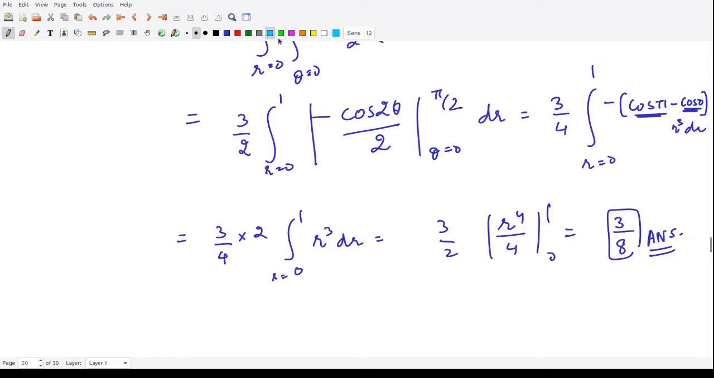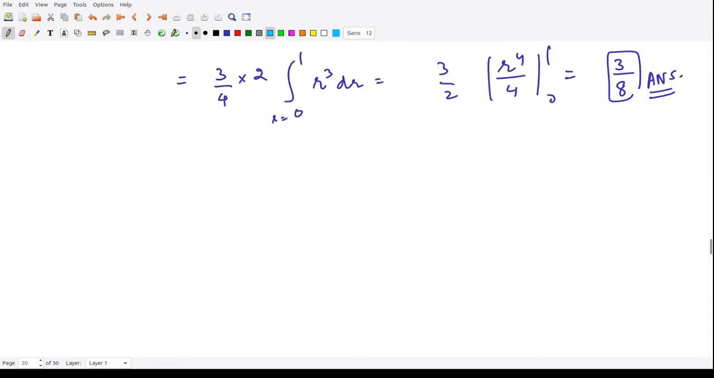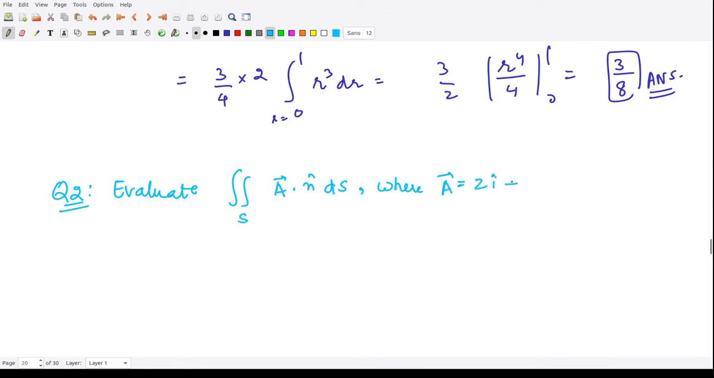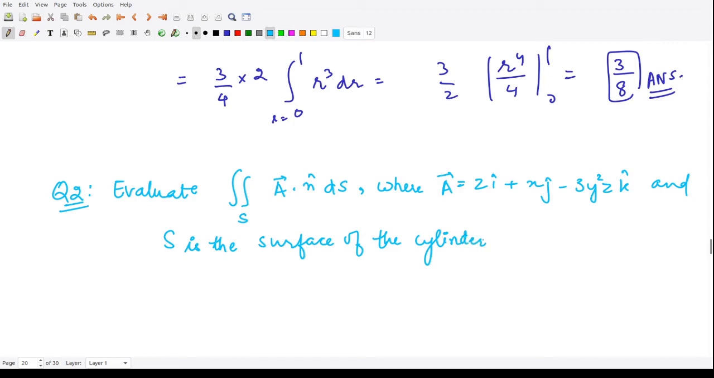This question says, so question number 2, this says we are to evaluate the surface integral over S of the quantity vector A dot n cap dS, where vector A is given to be equal to z i cap plus x j cap minus 3 y square z k cap, and S is the surface of the cylinder.